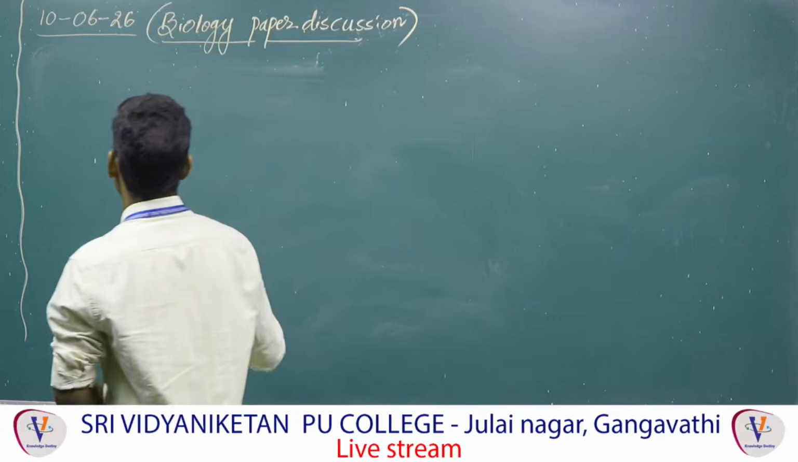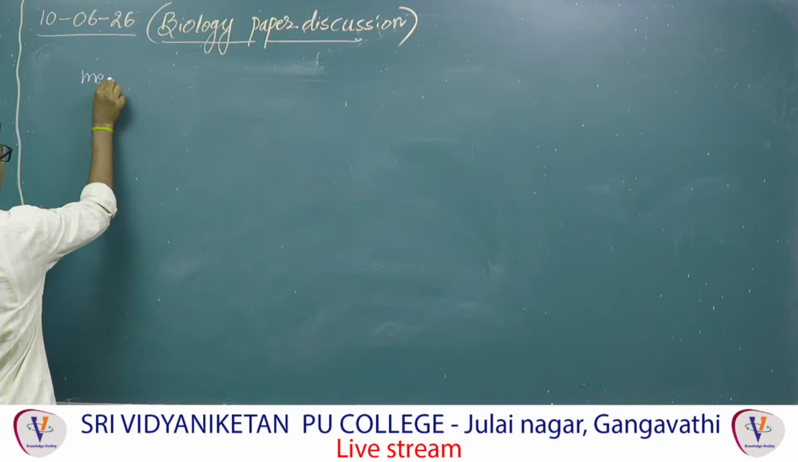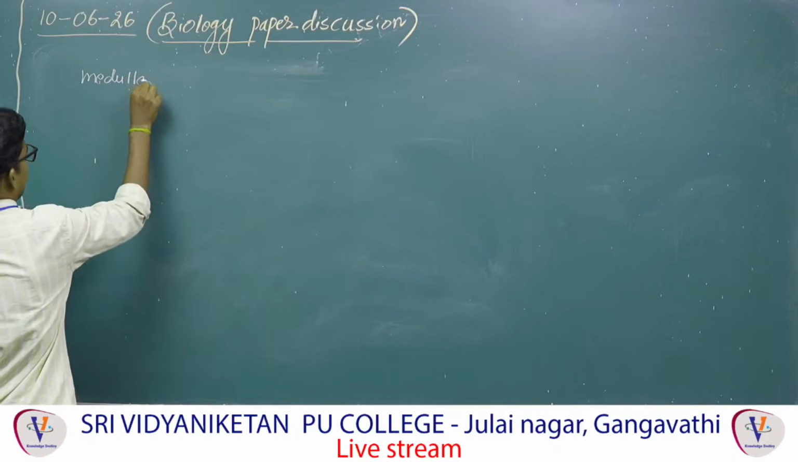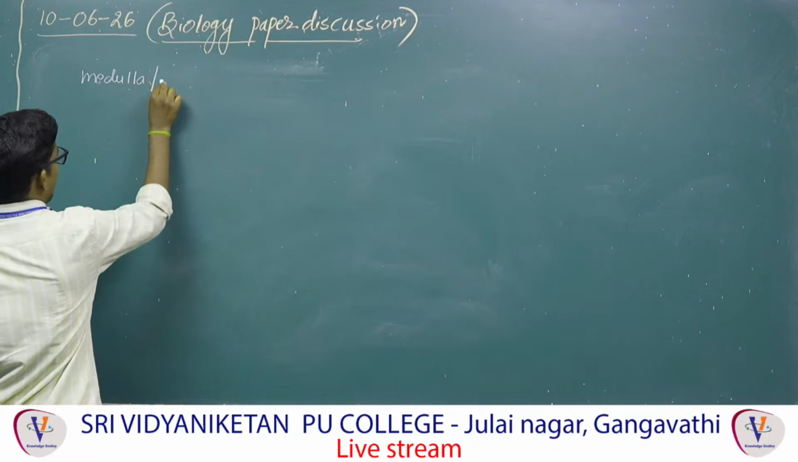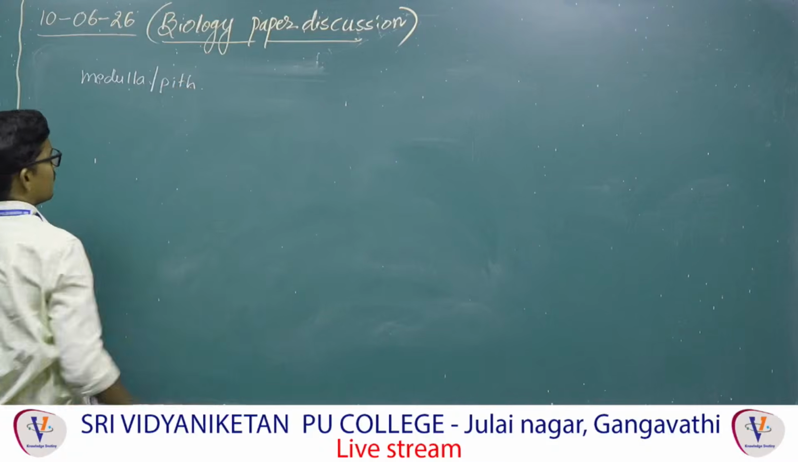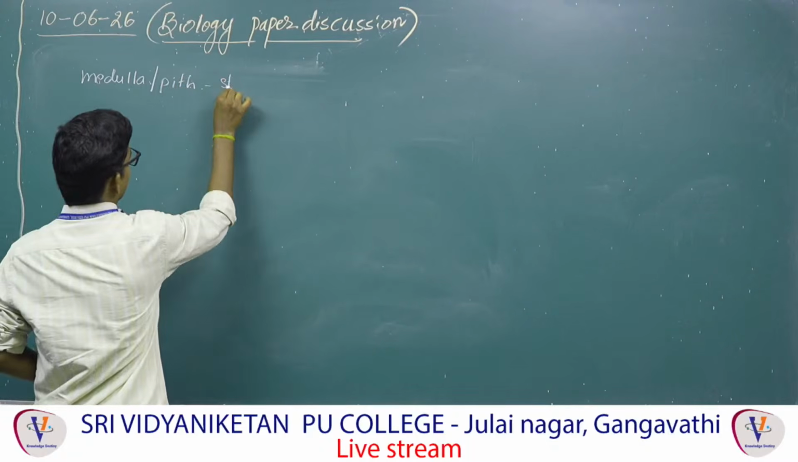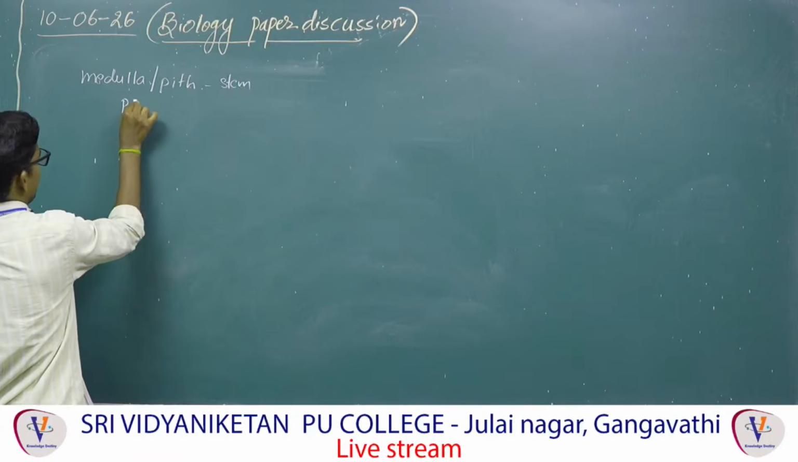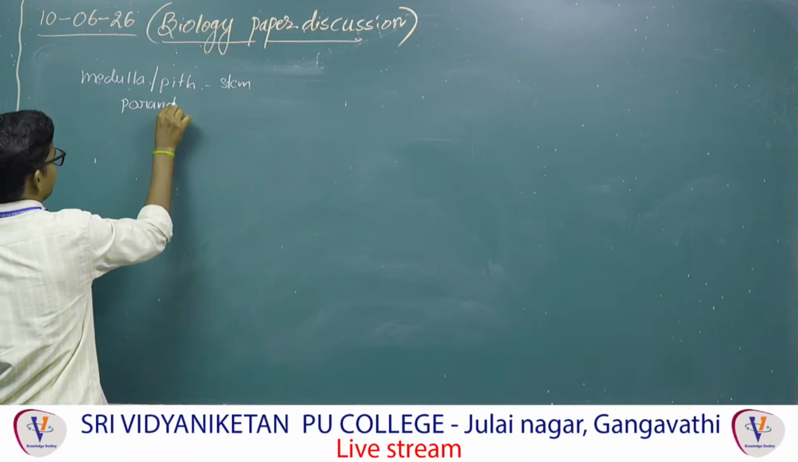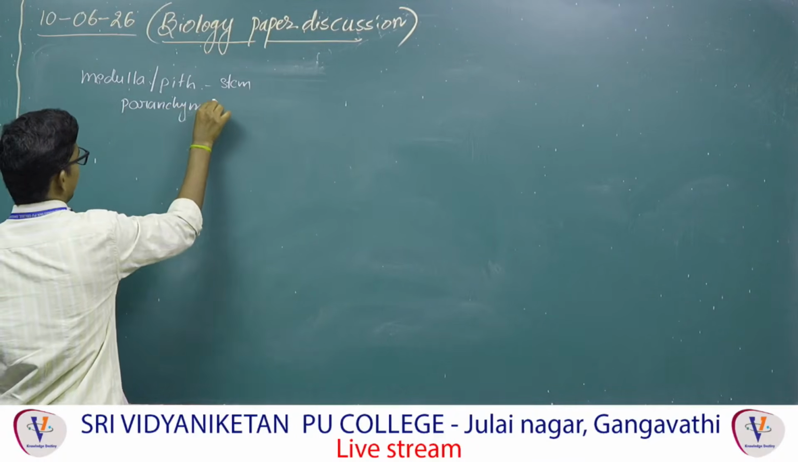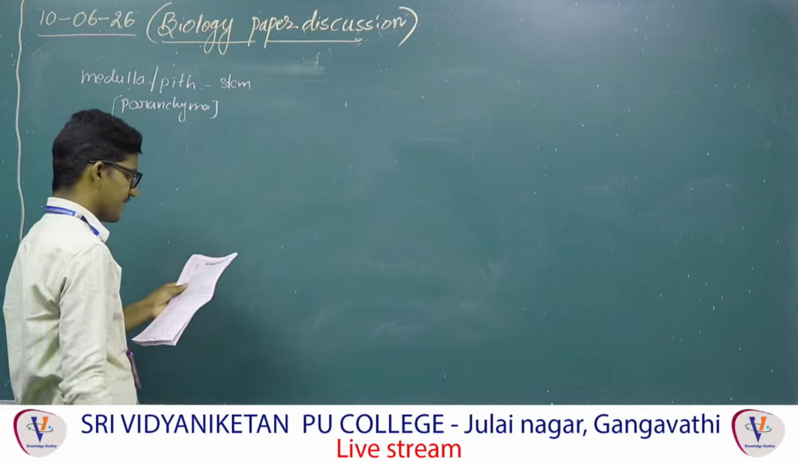Next, question number 97. So medulla cells they have used. You can see the chapter anatomy. In that anatomy, you can see pith or medulla. This is the centermost part of the stem. See, this pith or medulla is the cells made up of parenchyma, which are differentiated cells.